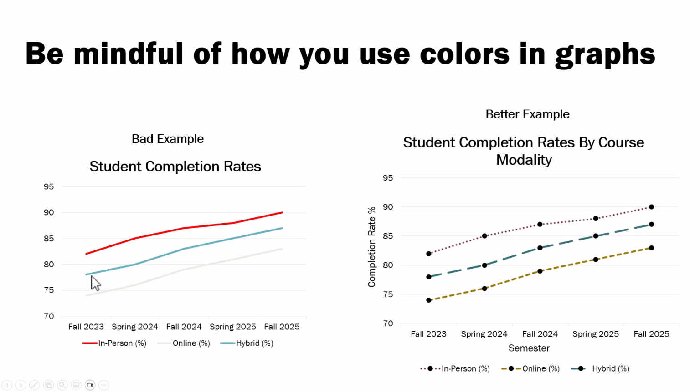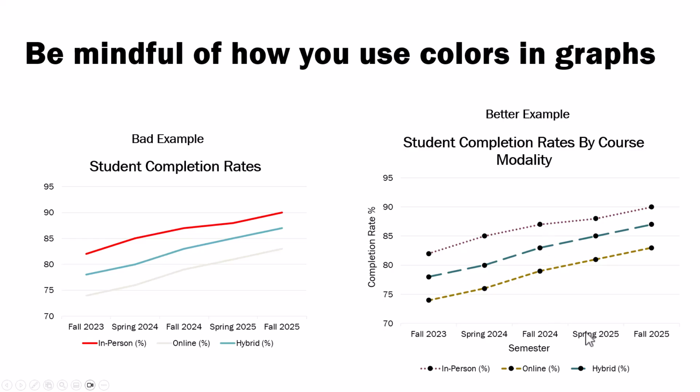So we see in this first chart, this bottom line is incredibly light. The color contrast ratio isn't high enough. And if someone couldn't tell the difference between red and blue, the differences between these lines would be nothing at all. So if you aren't able to perceive the color, there is no way to tell which line represents the in-person versus online versus hybrid.